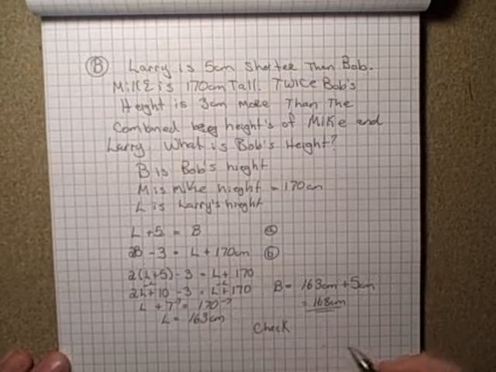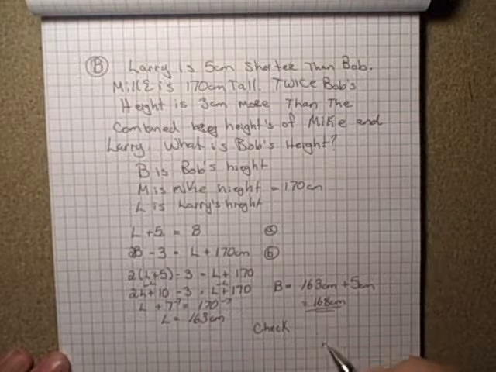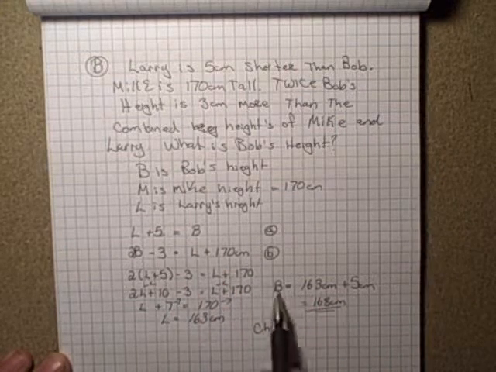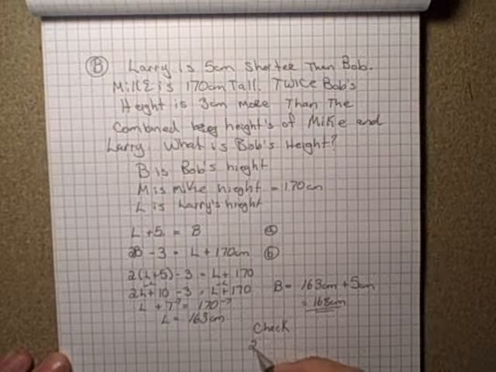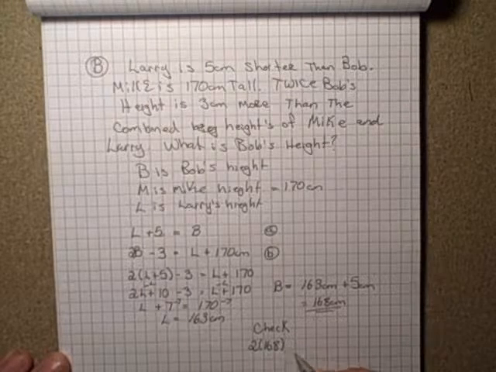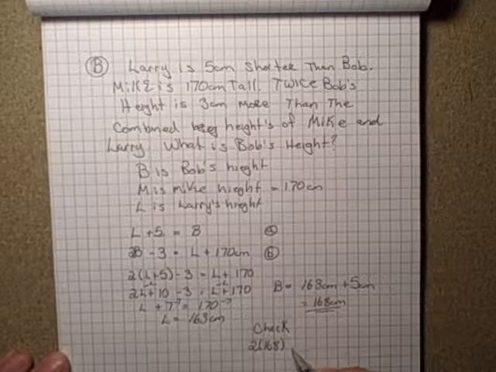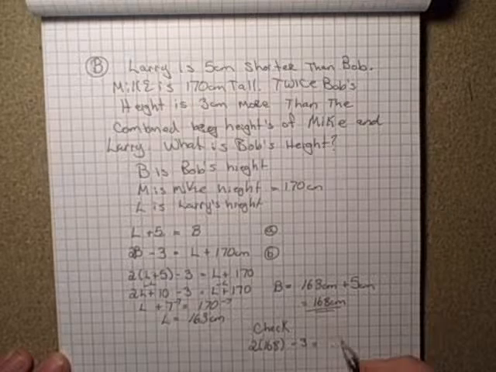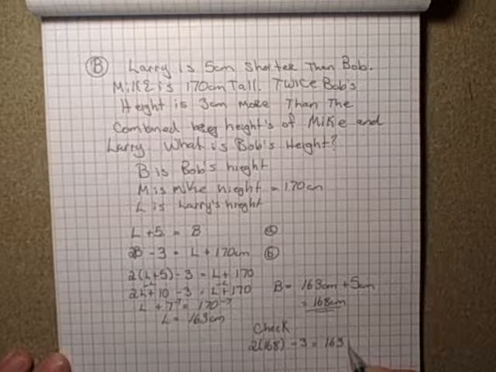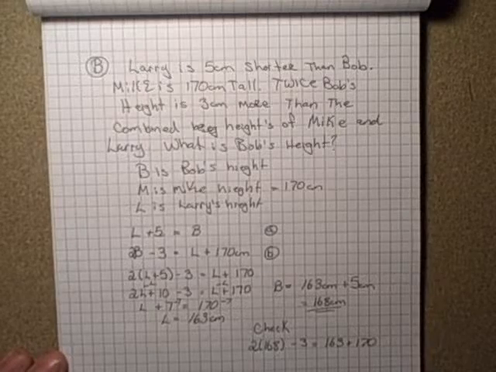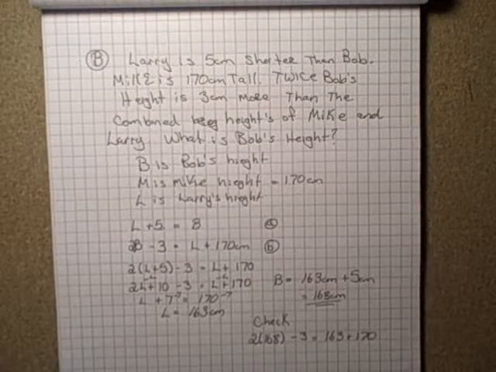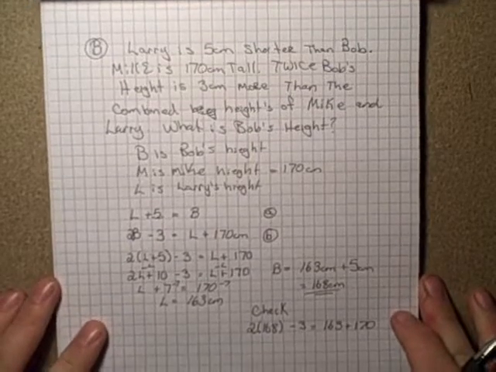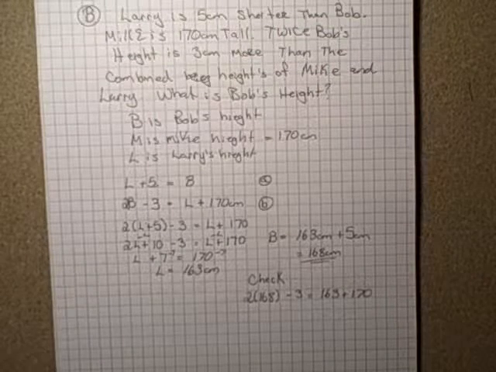So I'm going to check using the bottom equation because we use this equation to get Bob's height. So 2 times 168, minus 3 is equal to Larry's height, 163 plus 170. So let me just check the field of view, make sure that's still in there, because I think I'm getting close to the bottom. I'll slide it up a bit.